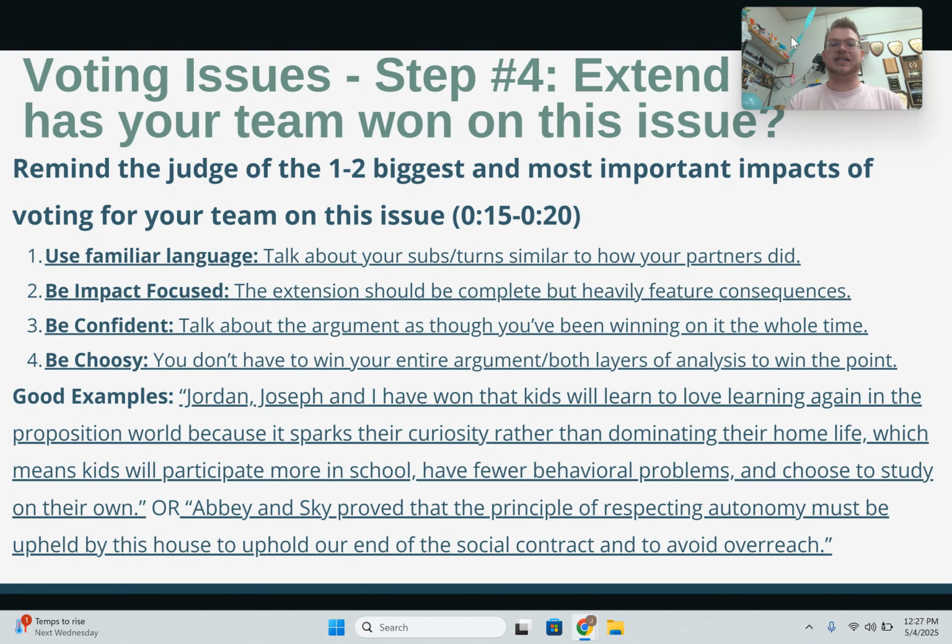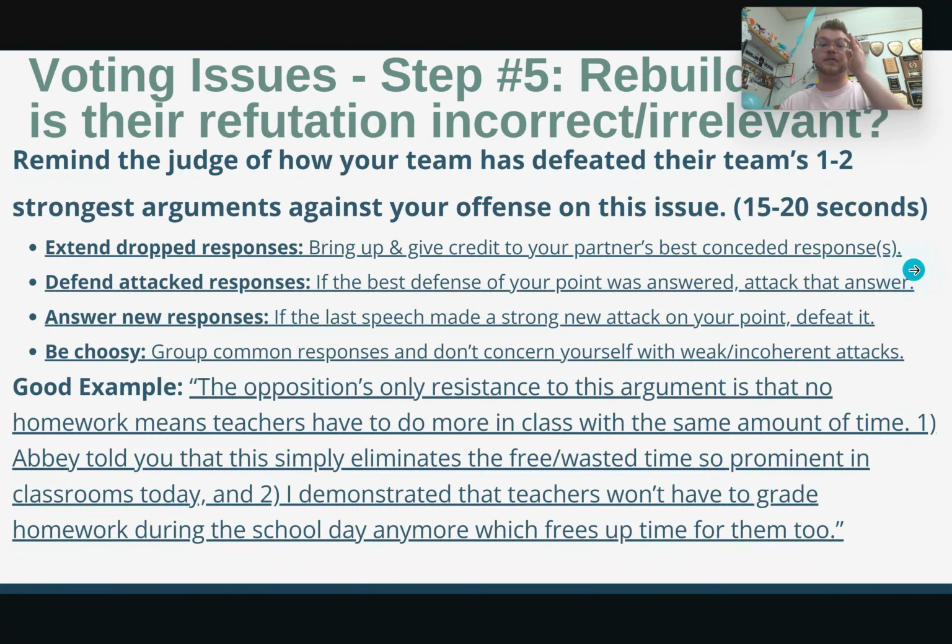Some good examples of extending your voting issues or your offense on the voting issue could be: Jordan, Joseph, and I have one, that kids will learn to love learning again in the proposition world because it sparks their curiosity rather than dominating their home life, which means kids will participate more in school, have fewer behavior problems, and choose to study on their own. Or, Abby and Sky proved that the principle of respecting autonomy must be upheld by this house to uphold our end of the social contract and avoid overreach. So that's what an extension on a principle might sound like.